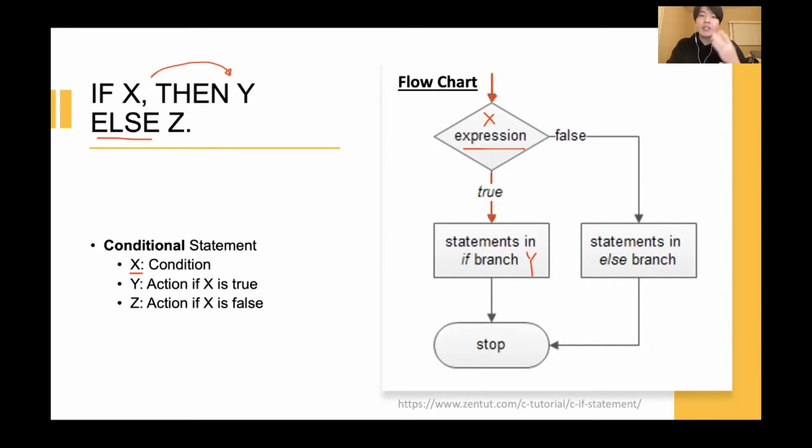But just in case x is false, what happens? Last time, if it was false, we just went through it and didn't do anything. But now we're saying, if it's not true, then do an action called z. At the end, we end up in the same place, but depending on the condition of x, the code has executed either y or z.